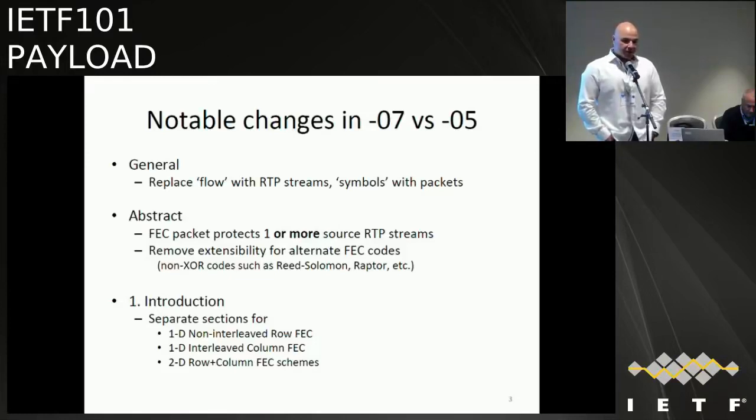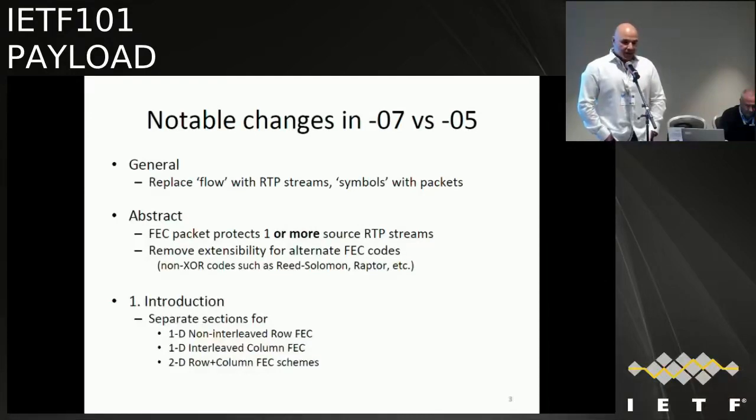Hopefully that'll make it clear for someone who's just in RTP land. And in the abstract, several people mentioned that they didn't realize that this allows multi-stream protection until pretty deep in the document. That should be up front. So we added in the abstract that a single FEC packet can actually protect multiple source RTP streams.